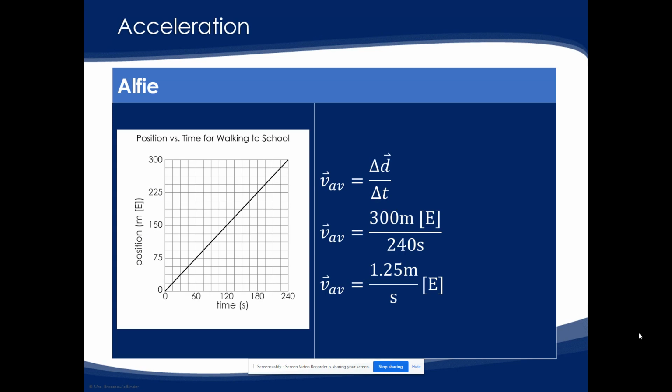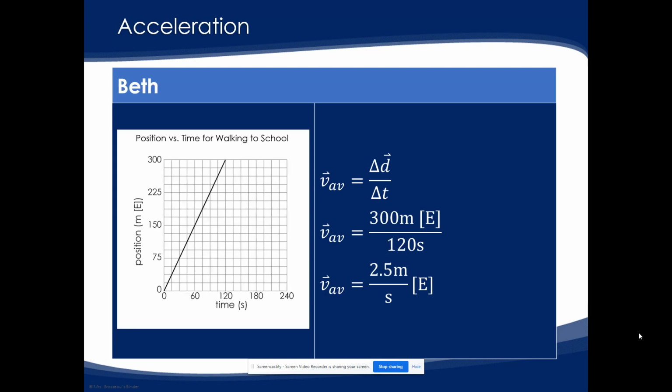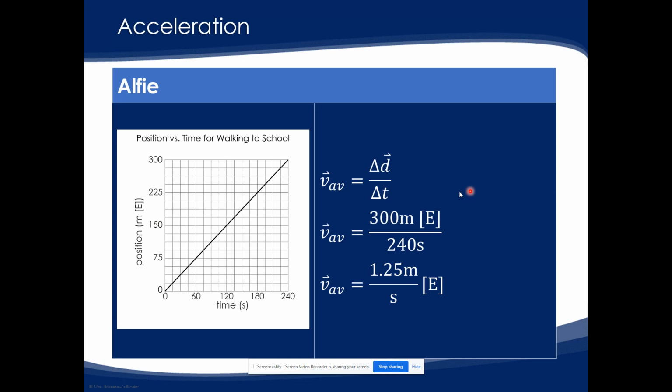So for Alfie, we're just looking at the rise over the run. They're going their 300 meters east to the school, and it's going to take them 240 seconds. So when I plug that in my calculator, I get 1.25 meters per second east is my average velocity. So just by looking at the total rise over run, I can give myself an average velocity.